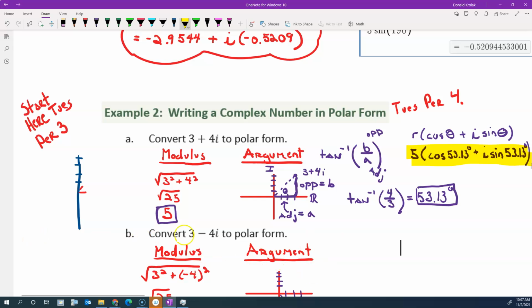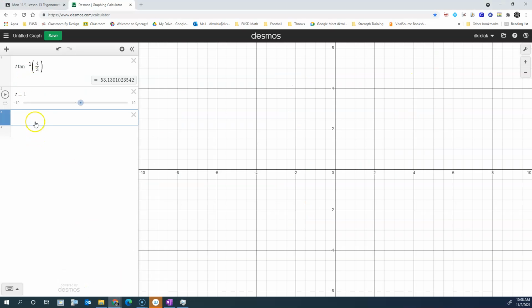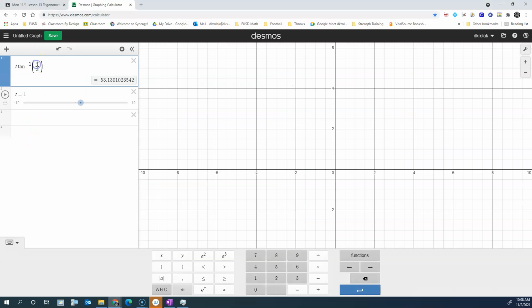All right, now when you do this one, okay, my B is going to be negative and my A is positive, because that's 3 and that's negative 4. So to get my argument, it's going to be negative 4 divided by 3. Okay, now when you do that, it's going to give you a negative angle. All right, so we go back to our Desmos. And all I got to do is change this thing to a negative 4.